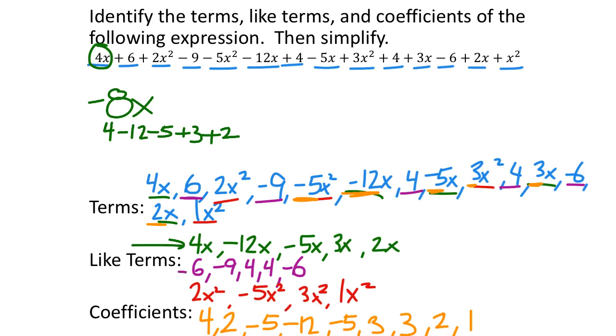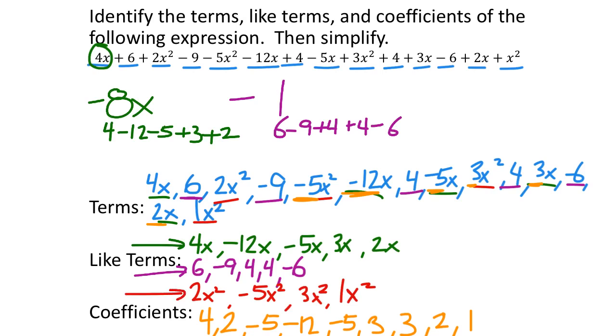Next up, we're going to combine all of the like terms that are constants, so just the numbers. So I got 6. Again, this would read as 6 minus 9 plus 4 minus 6. So 6 minus 9 is negative 3, plus 4 is 1, plus 4 is 5, minus 6 is negative 1. And that simplifies all of the constants.